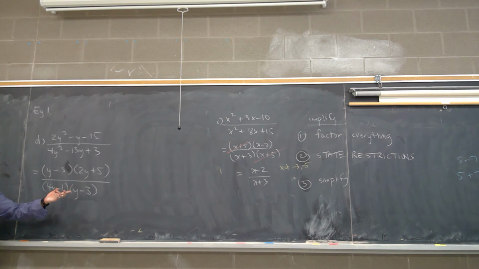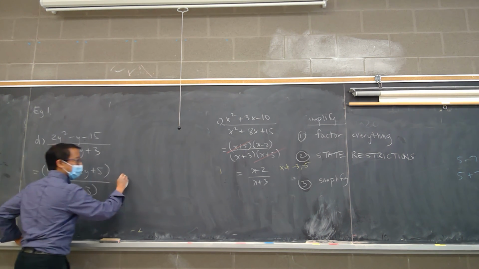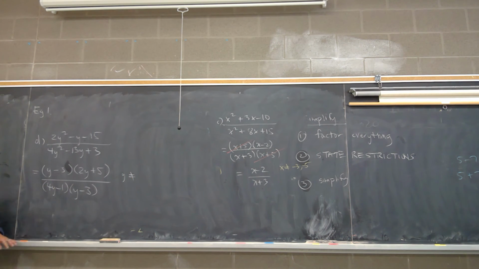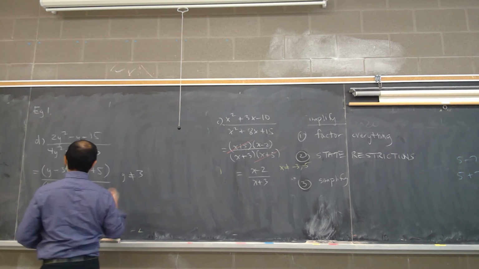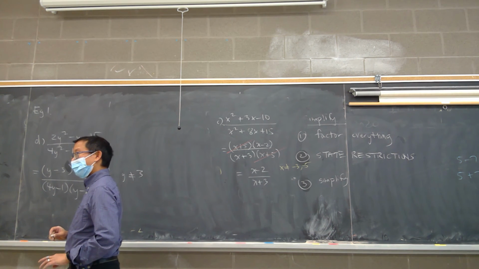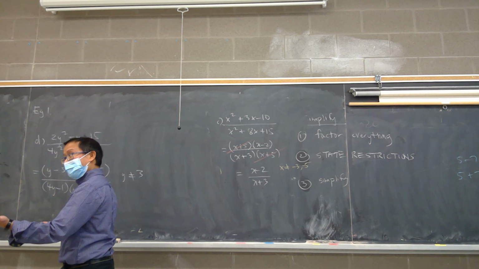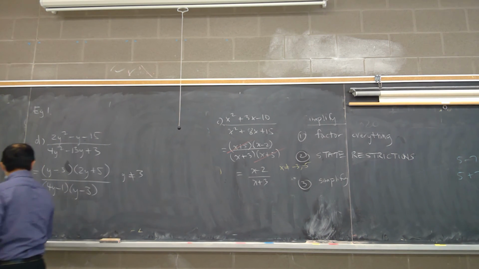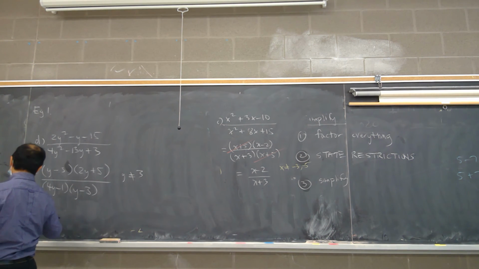Nora? Okay. Genevieve, you want to try for this one? No pressure. We cancel y minus 3. You are correct, but we have to state the restrictions. Then it couldn't equal 3 and it couldn't equal negative 1. So close. It's all good. Thank you so much for trying.